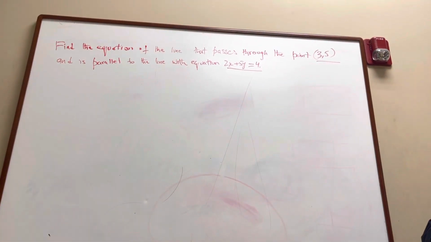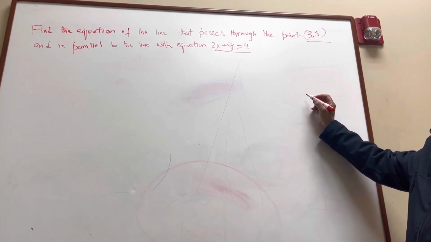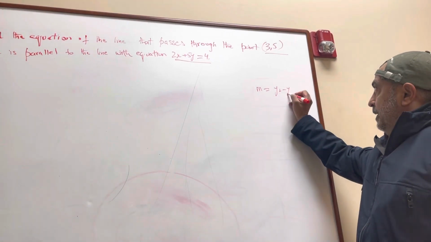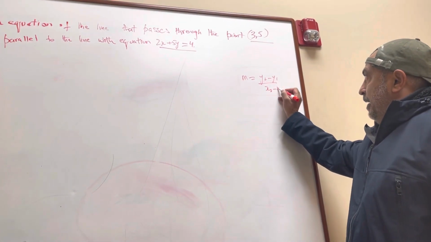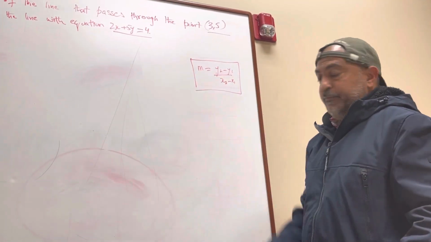Just for recalling, if we have 2 points given, then the formula for finding the slope is y2 minus y1 upon x2 minus x1. If the 2 points are given, then we will be using this formula.